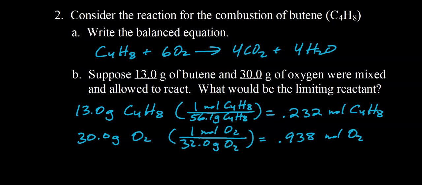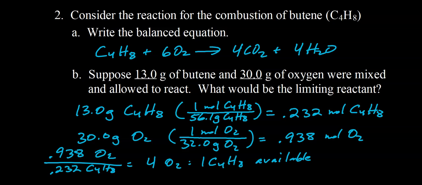Next step is we want to find what's called the available mole ratio based on the amounts of chemicals that are available. So the easiest way, the best way to do that is take the bigger number of moles and divide it by the smaller number of moles. So let's do that. So we have 0.938 moles of oxygen per 0.232 moles of butene. Go ahead and pause the video and get to that number. Couple sig figs, 3 is fine. All right, so here's what we end up. We have 4 moles of oxygen for every 1 mole of butene available.